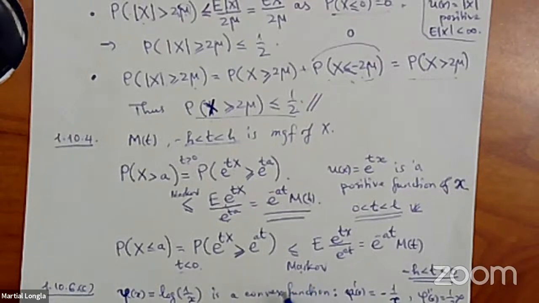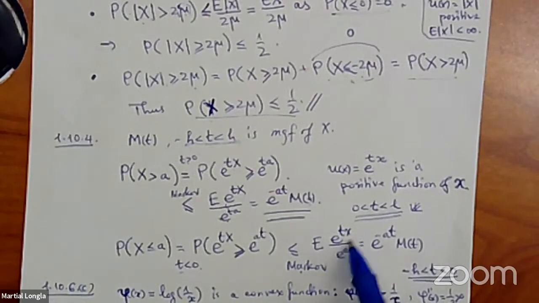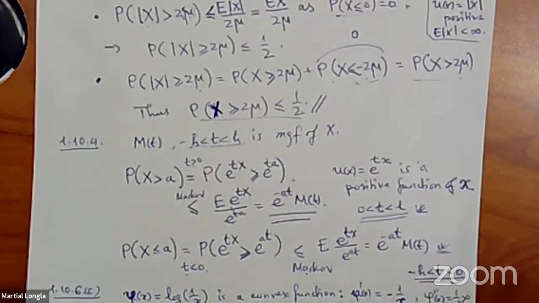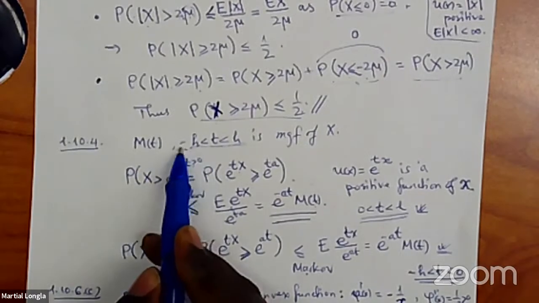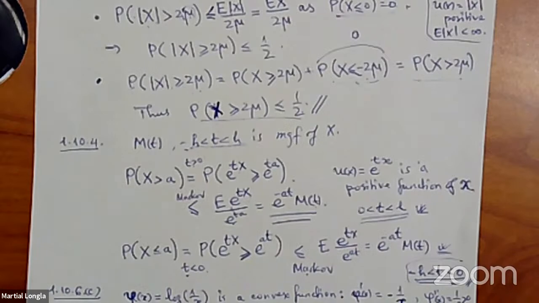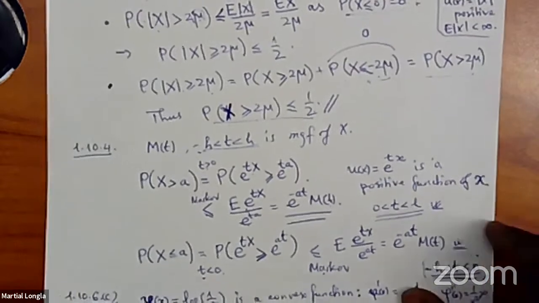Therefore, I can again apply Markov inequality. That will be expected value of e to the tx over e to the ta, and again, we got this. But we had the condition that t is less than 0, and from the beginning, t must be larger than -h, and that's why this condition applies. Questions? Are we together, Taylor? Okay.